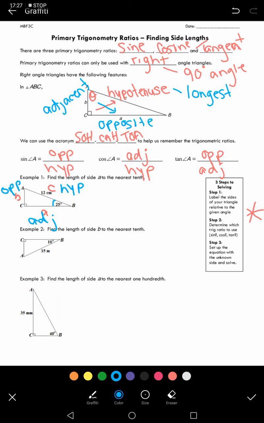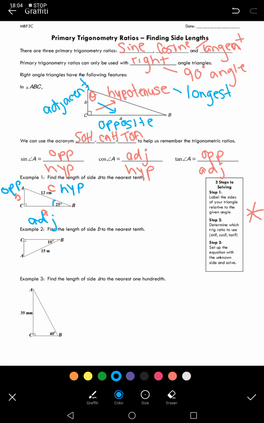Okay, so step 2 says to determine which trig ratio to use, sine, cos, or tan. Okay, so this is where people tend to struggle, is determining which ratio we actually need to use. So basically, in order to determine this, we need to have just one variable, right? We need our other 2 pieces of information filled in. So in this case, all the information we have is an angle and a side length. So we need to include those in our trig ratio.